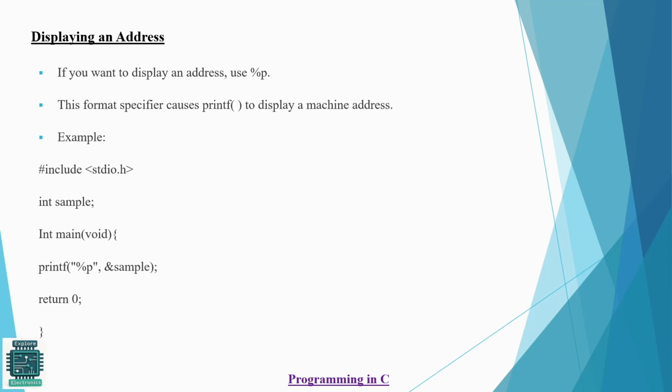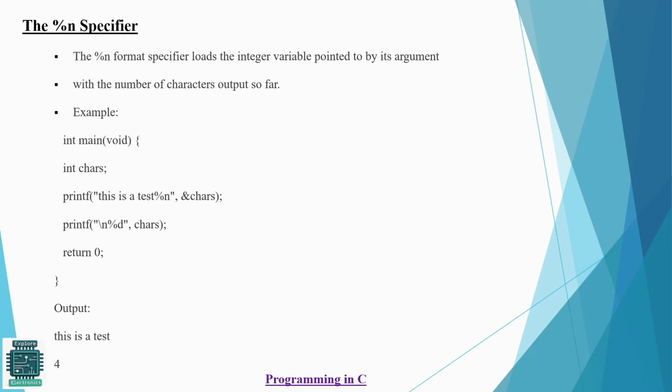And then the next one is displaying an address. If you want to display an address, we will use percentage p for that. This format specifier causes printf to display a machine address. Here is an example. I have to print an address, so I will use percentage p here and the ampersand of sample, and then return. And the next format specifier is percentage n. Here it loads the integer variable pointed to by its argument with the number of characters output so far.